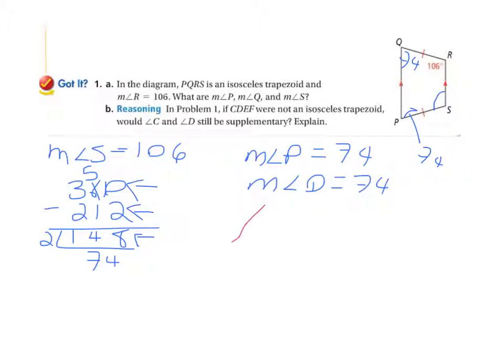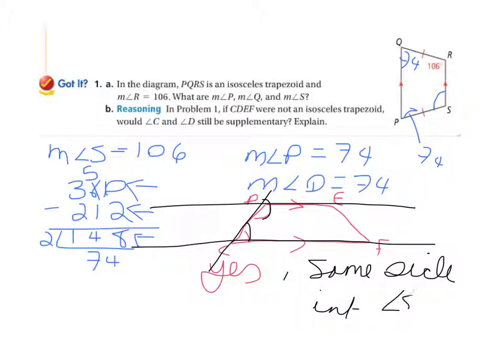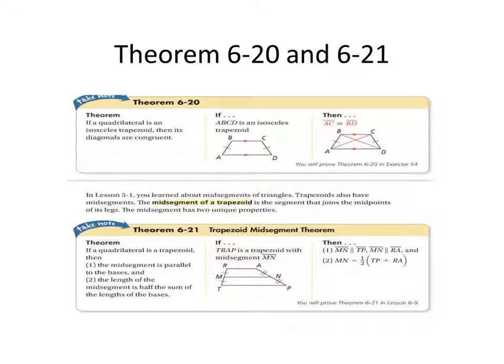Okay, so if you remember, this is what example 1 looked like. It was that, and let me draw it correctly. Okay, the question is, would C and D still be supplementary? Well, yes, because if you think about, let's extend this. Okay, and there are parallel lines, and here's our transversal. They're same side interior angles. So they are same side interior angles, and we know that they equal 180. Okay, next, two more theorems.